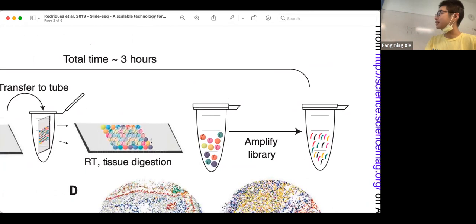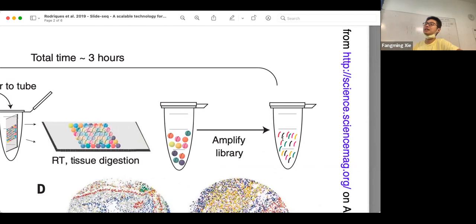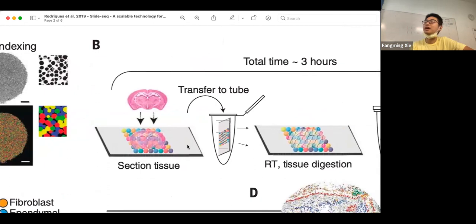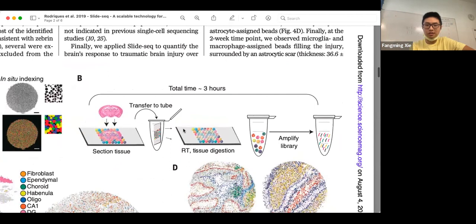Now, again, each sequence carries two pieces of information. One is what this mRNA is. The other is the barcode of the bead that captured it. So you can pool it, sequence it, and parse the sequence in the end: one part maps to the lookup table you created previously to know where they were, and the other part is mapped to the genome to know which gene they were. So, yeah.